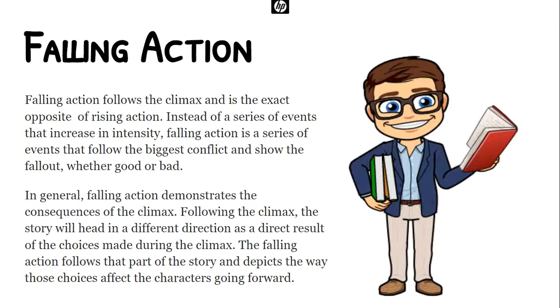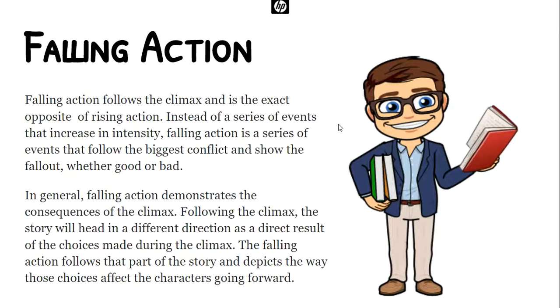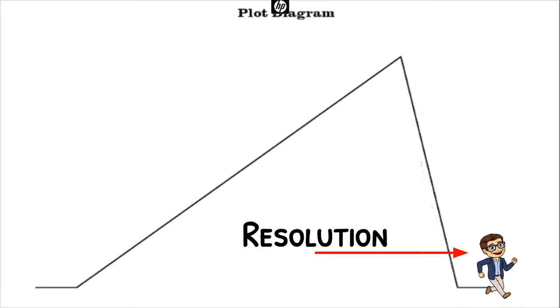In general, falling action demonstrates the consequences of the climax and follows that part of the story and depicts the way those choices affect characters going forward. So, really, we learn about what happens to the characters after the climax and what happens as a result of their choices in the climax.